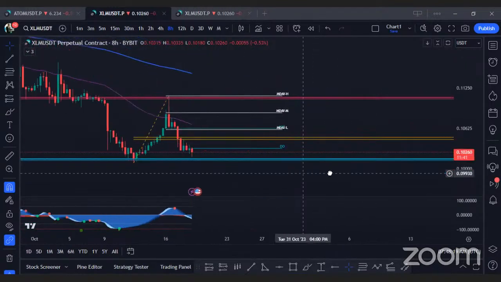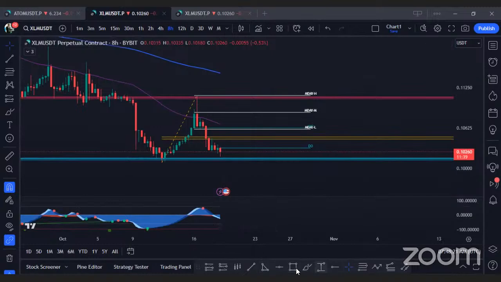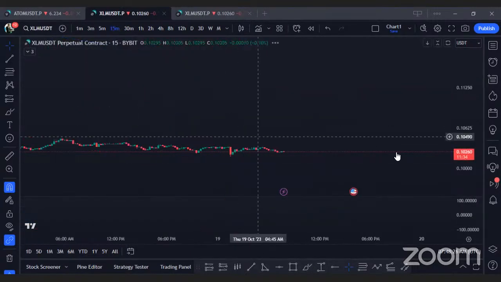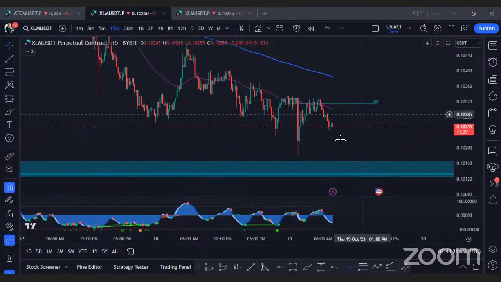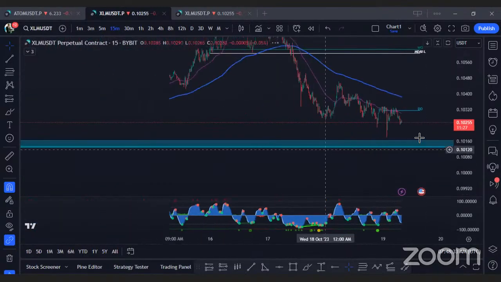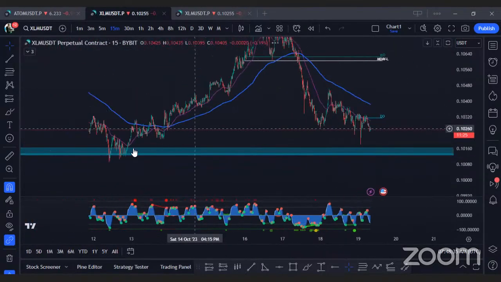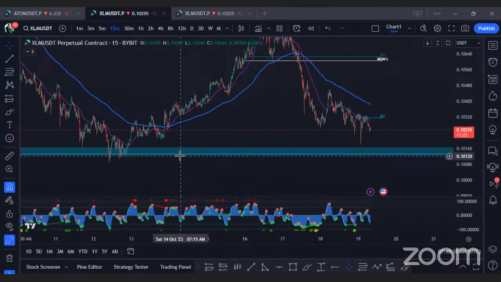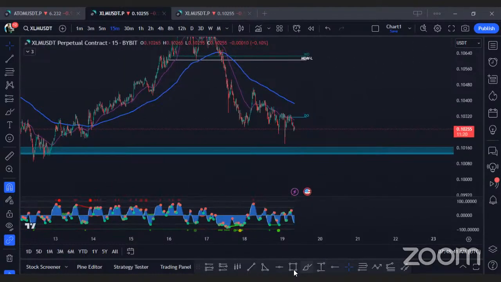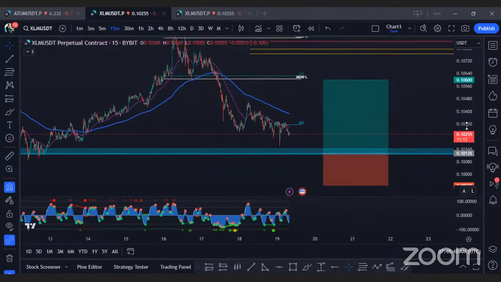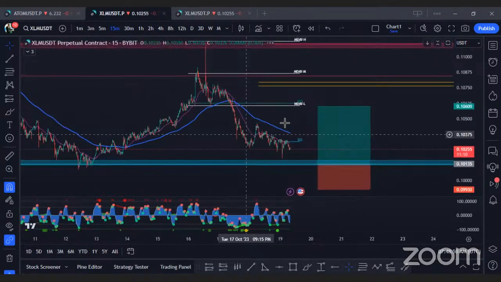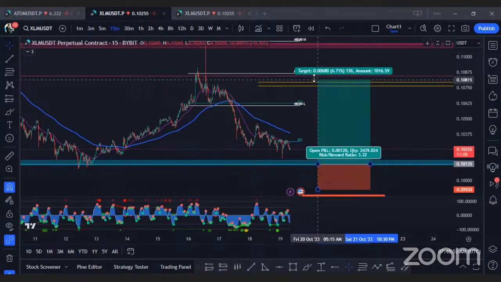So for XLM, be looking to take a long trade here. Let's go to 15 minutes and see our entry for that trade. I will set a limit order for this. I want to wait for it to come test this level, just like we had here at that 10 cent level. My entry for long will be down there, and my target should be somewhere around there.